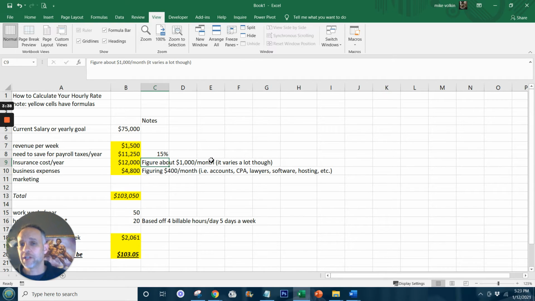And by the way, if you're not in the U.S., you can just use your own 15%, whatever your country will charge you for payroll taxes, okay? Just change this number here. All right, insurance cost. If you have a spouse that has insurance that covers your whole family, then you can just delete this. You don't need this, all right?